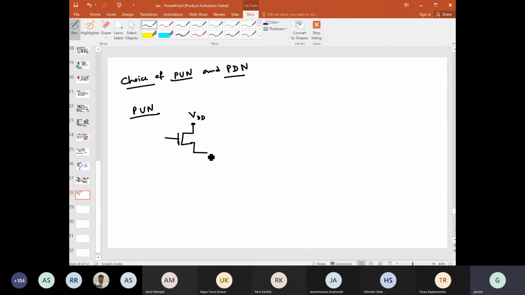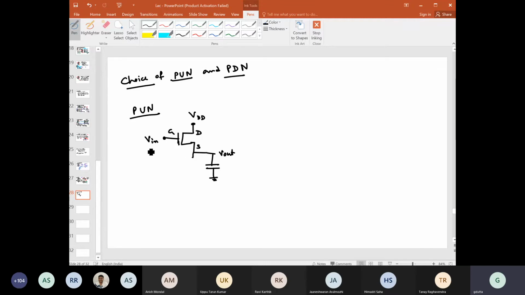This part is connected with the V out, and V out is charging this capacitor, and here is this V in. Now to charge this capacitor, this transistor has to be on. By the way, this is drain, this is source, this is gate. So this transistor has to be on.